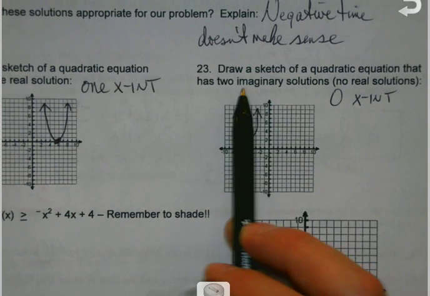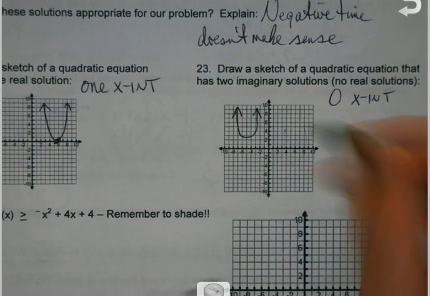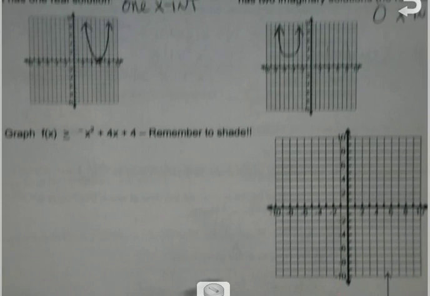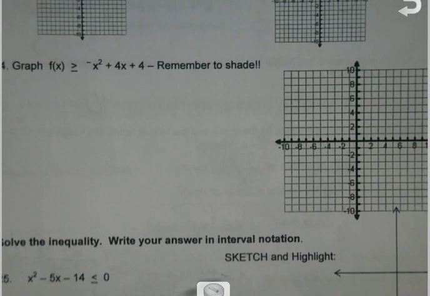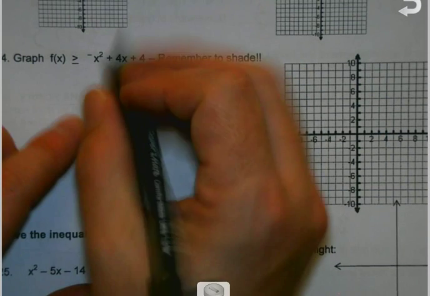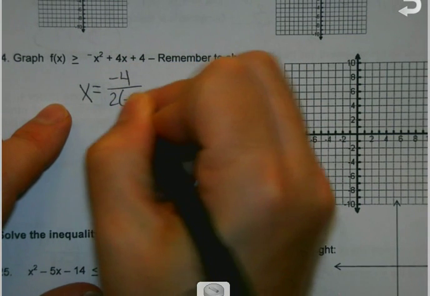So if it said two solutions, two real solutions, I'd draw a parabola that went through there twice. So it's just a little bit of common sense, actually. The number of real solutions tells you the number of times it's going to cross the axis, and that's it. And then the stuff we've been doing for the past couple of days with our shading we were looking at. So I get to here, and I go, okay, graph this, remember to shade. Okay, get my vertex, opposite of B, over 2A.